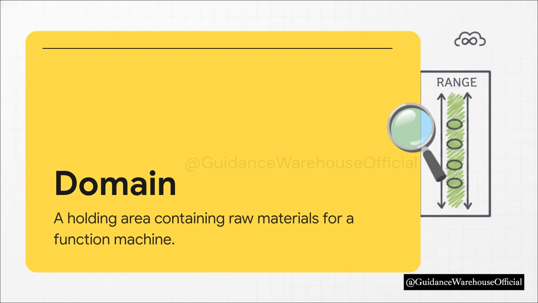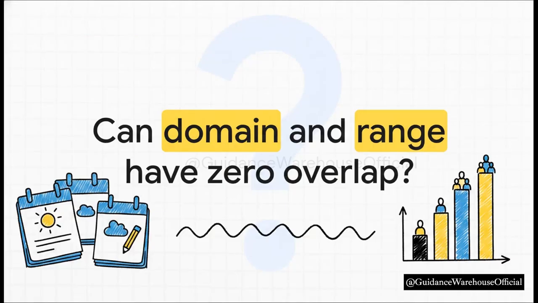You feed those raw materials into the function machine, it does its thing, it processes them, and out come the final products. These final products land in a second holding area, which we call the range. So simply put, the domain is what goes in, and the range is the set of all possible outputs that come out. Now you might be wondering, wait, can a function's domain and range have zero overlap? Like, can they be entirely different things? The answer is absolutely yes.